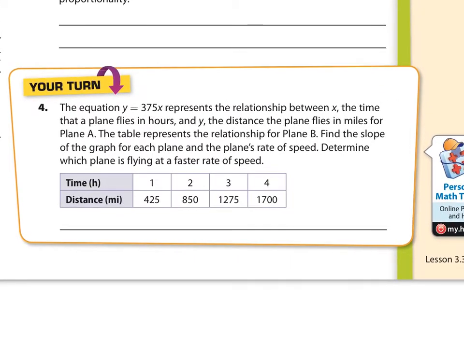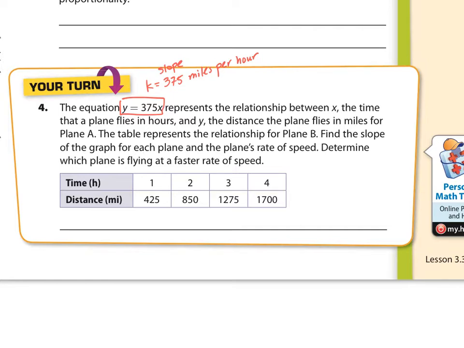So we have y equals 375x, this one right here, and since k is equal to 375, that's really your slope. Okay, so this is our slope of plane A. And this actually means, if I'm doing unit rate, it is the miles per hour. Okay, because the miles is y and the hours is x. It's always y divided by x.